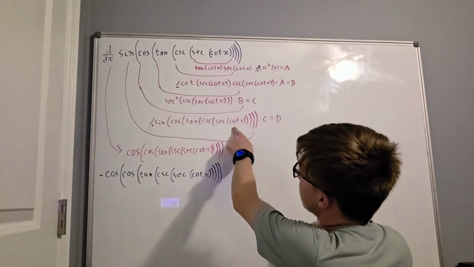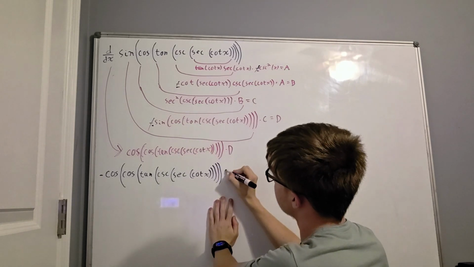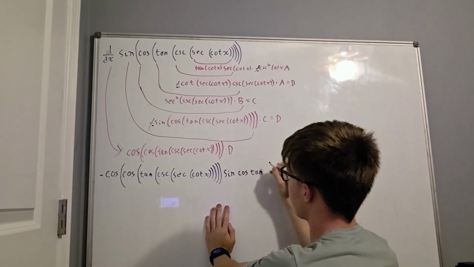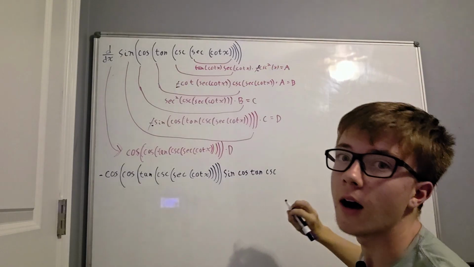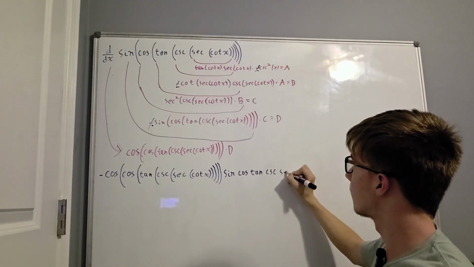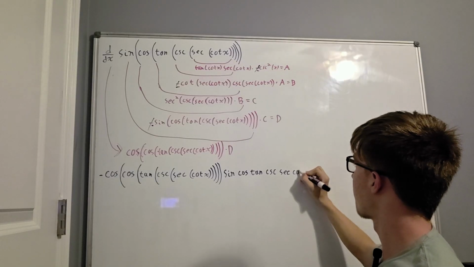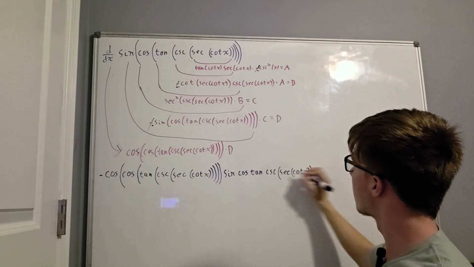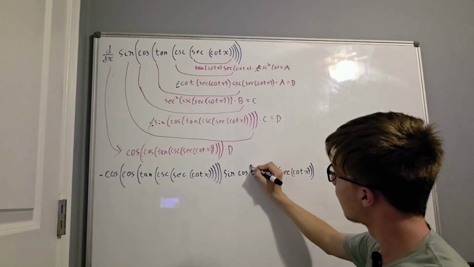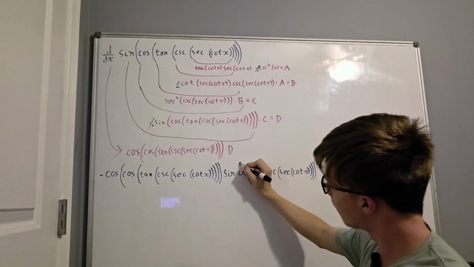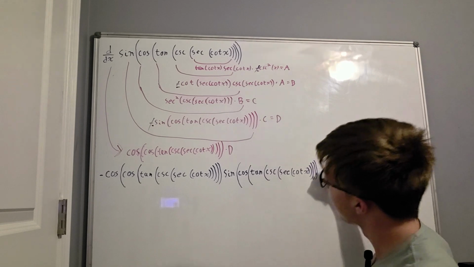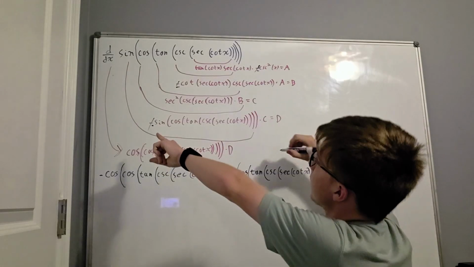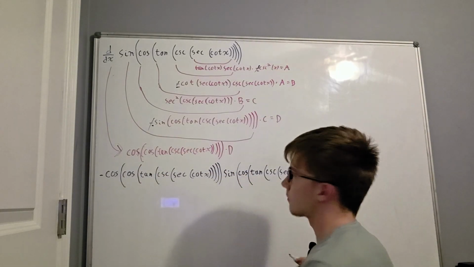For our second one, we got the sine of the cosine of the tangent of the cosecant of the secant of cotangent of x. Bam. And what I'm going to do here is put parentheses around it again. And I'm going to put a little multiplication symbol over here because I'm going to go all the way down here. And we're going to do this one because I don't have a lot of space.